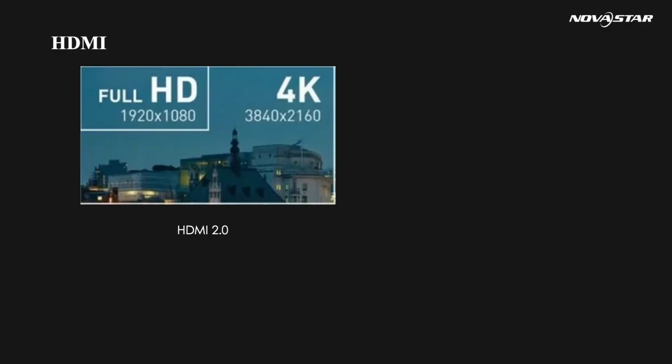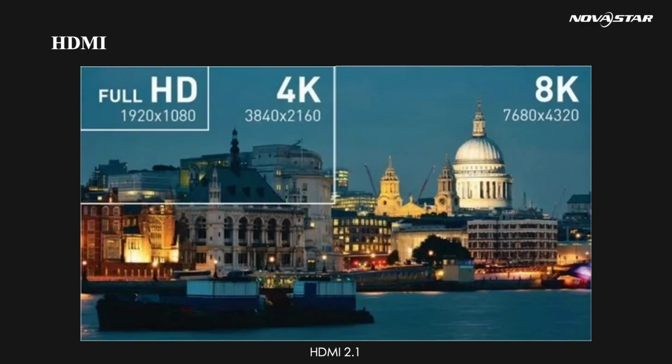The bandwidth for HDMI 1.3 is enough for Full HD, which is 1920 by 1080p at 60 Hz. As for 4K at 60 Hz, which is 4 times the Full HD resolution, we can use HDMI 2.0. As for 8K at 60 Hz, then it is HDMI 2.1.